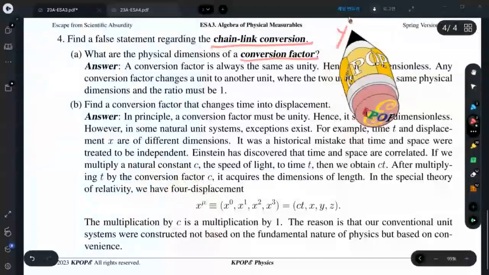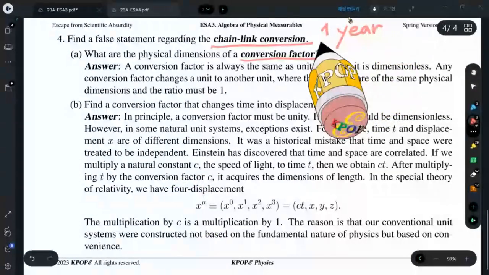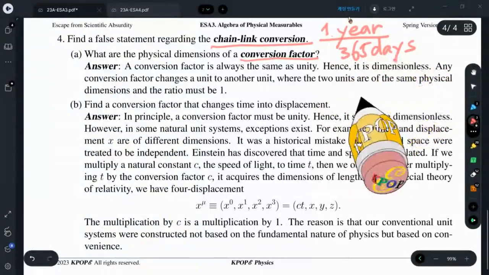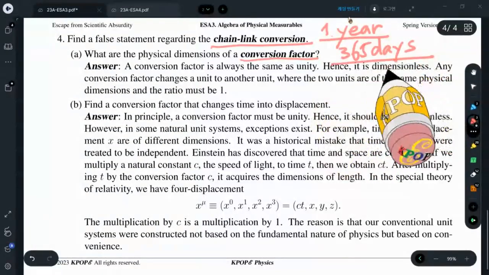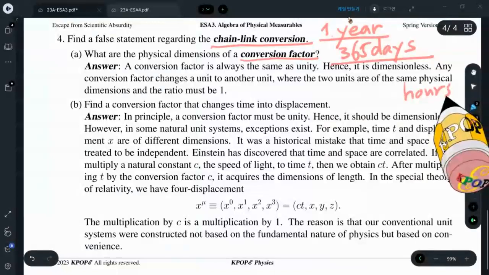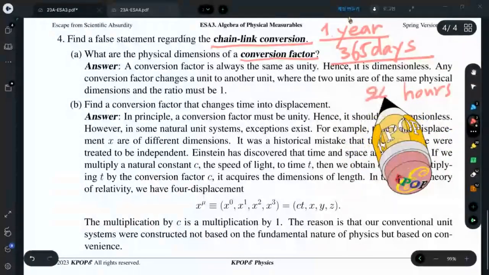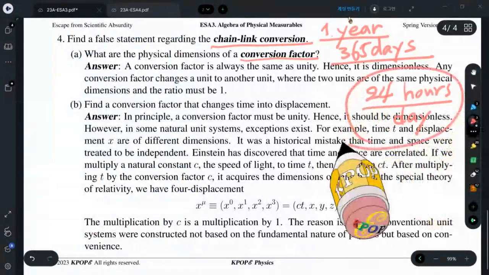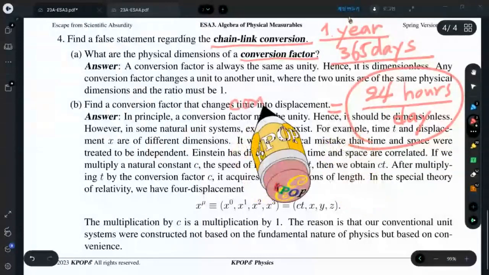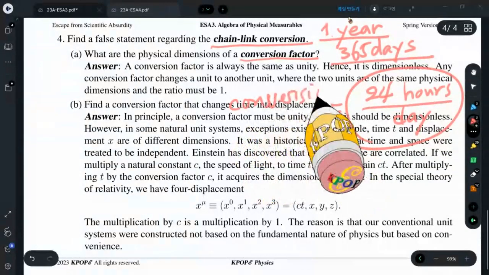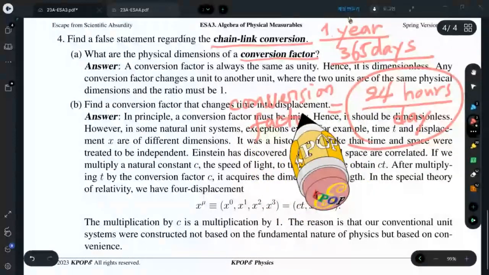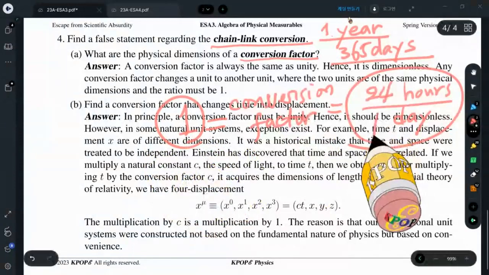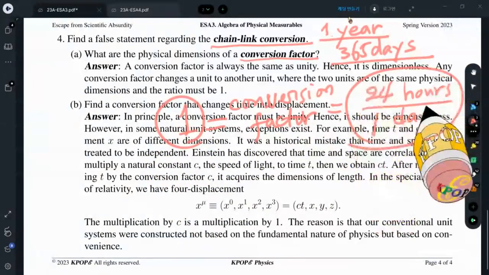For example, you want to express a year in terms of days, 365 days. You want to convert this into hours. You have 24 hours per every day. Let's see. This kind of thing is called a conversion factor. Okay, and a conversion factor is always unity. Why? One day is equivalent to 24 hours.